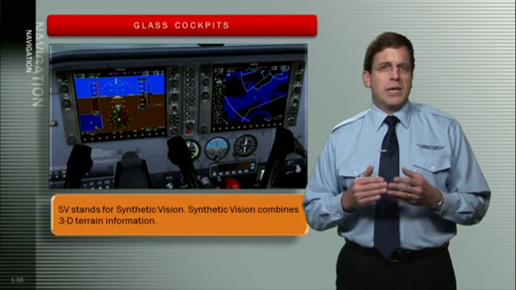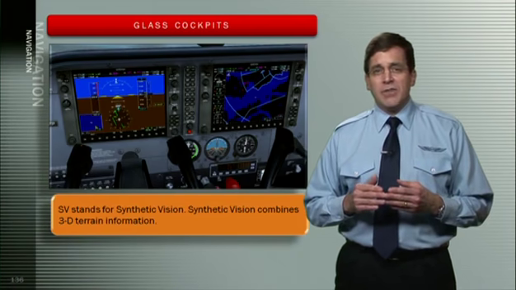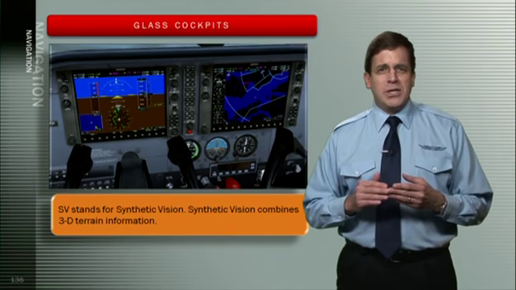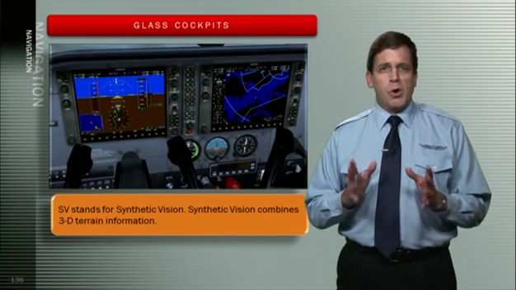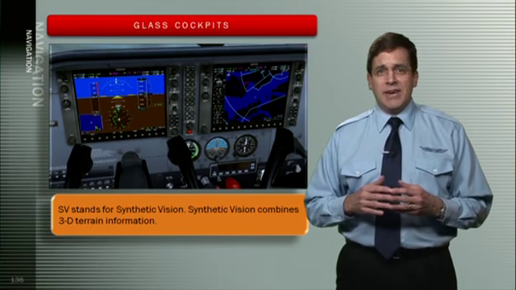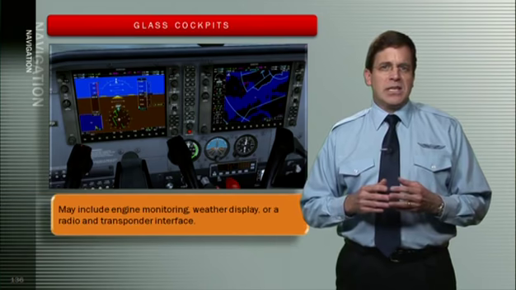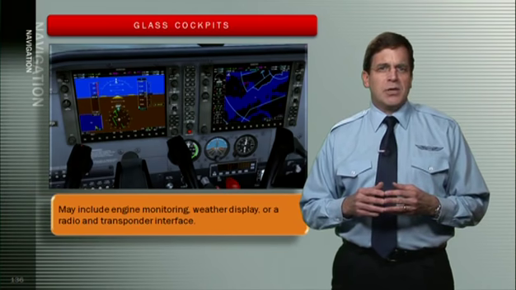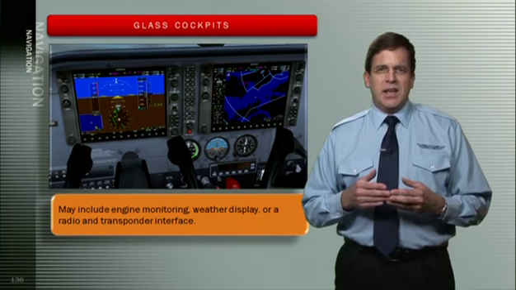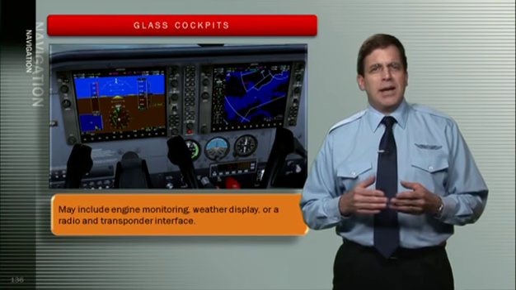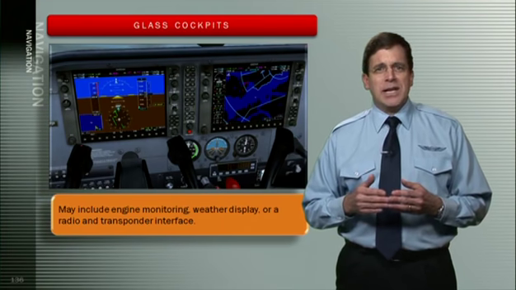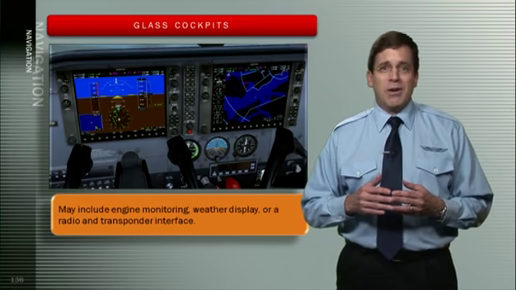SV is another term associated with EFIS and stands for synthetic vision. Synthetic vision combines 3D terrain information on a moving map display overlaid with navigational information from GPS and VORs or other nav aids. These new EFIS systems are found in many configurations and often include engine monitoring or a radio and transponder interface. If you have the opportunity, learn to operate an EFIS system and you'll be richly rewarded on each flight, since these EFIS displays are increasingly used on all aircraft.